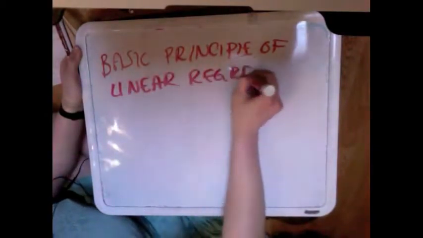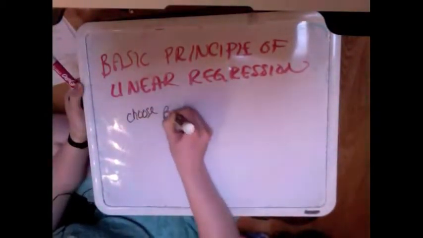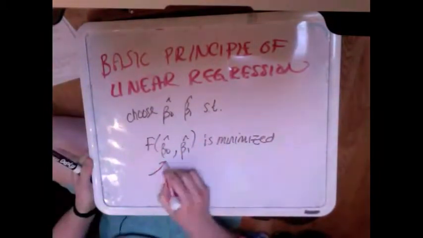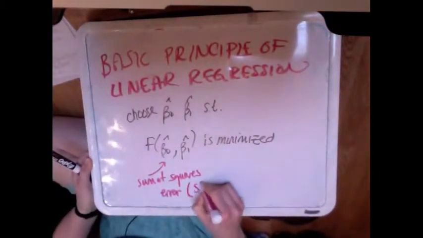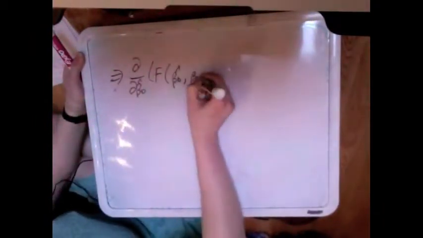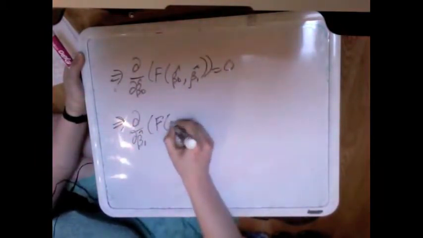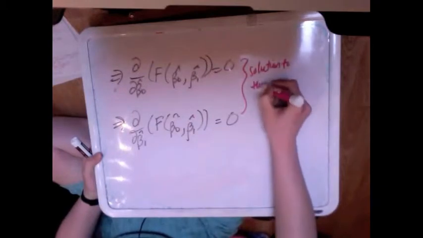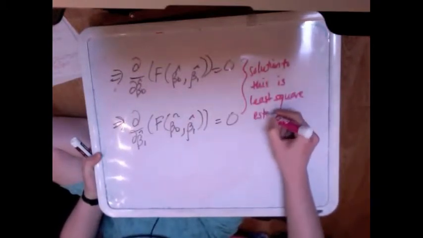Now that you know that, I can reveal to you the basic principle of linear regression. We're going to choose beta naught and beta 1 such that we minimize the sum of squares error. In order to minimize the sum of squares error, we must solve the following system: the minimum SSE with respect to beta naught and the minimum SSE with respect to beta 1. The solution of this is called the least squares estimate.